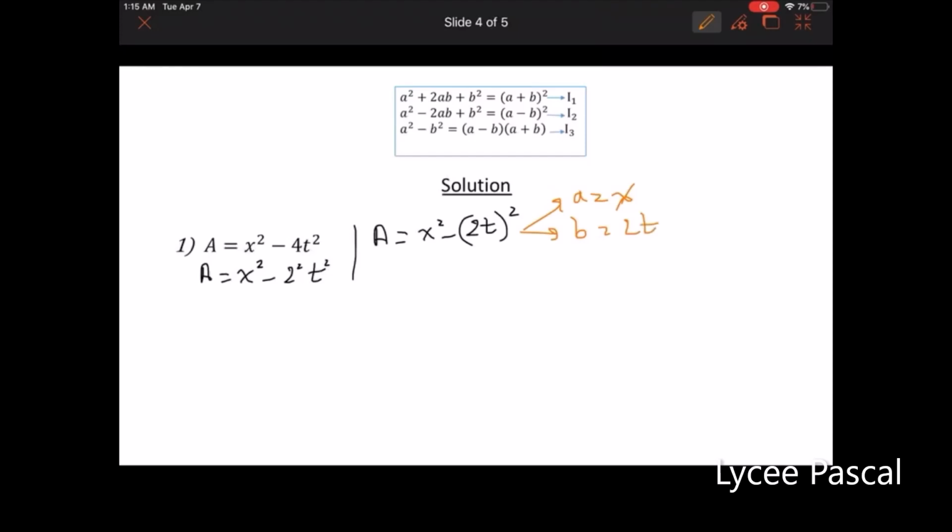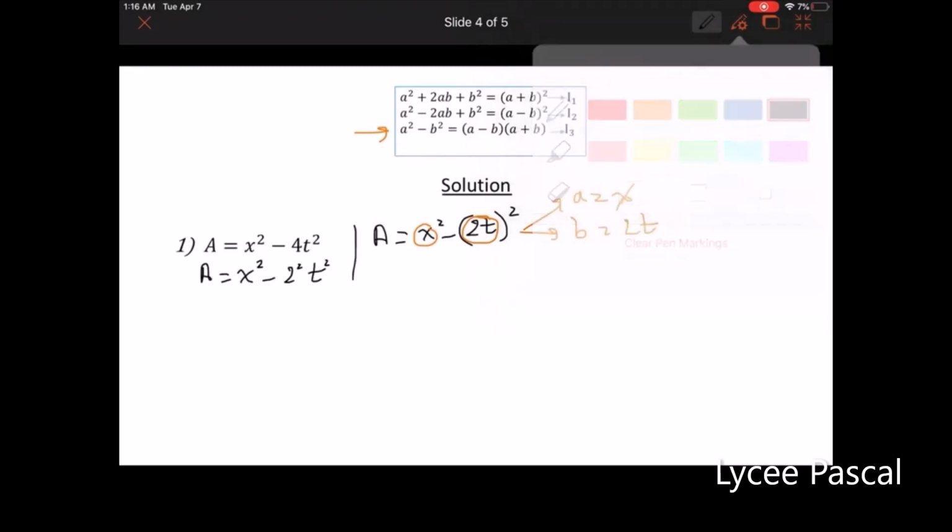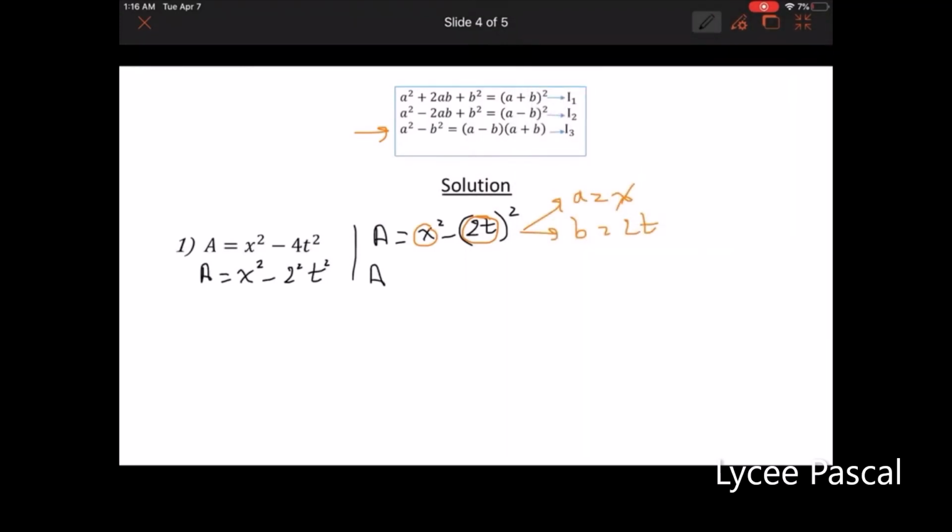And we apply this identity here, a squared minus b squared. So this is a and this is b. They are the bases under the power 2. So a equals, we apply now the rule, a, which is x, minus b, 2t, into a again x plus b, 2t. And it's done. We get a factorization form of a.